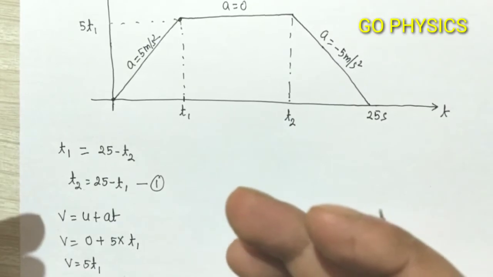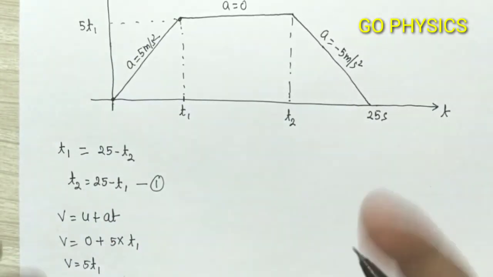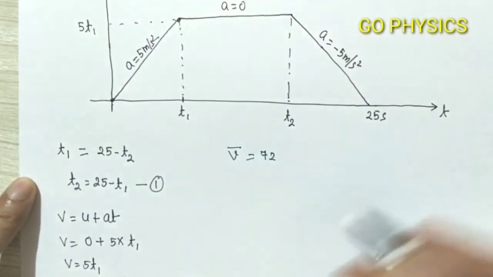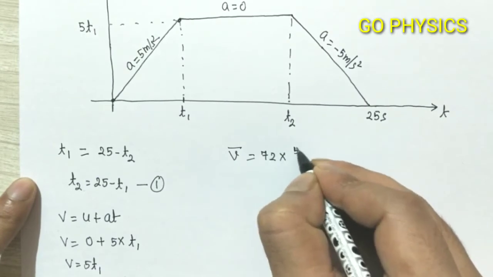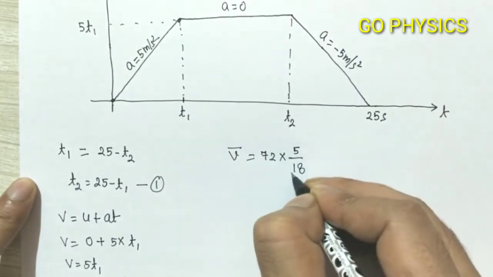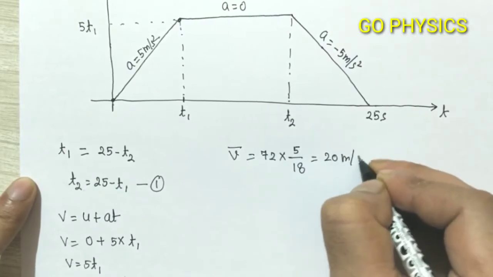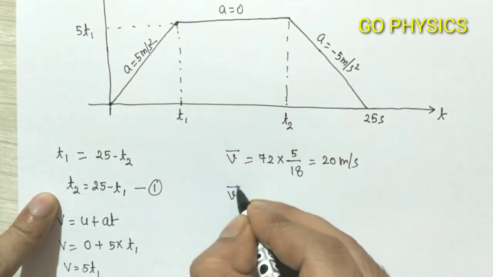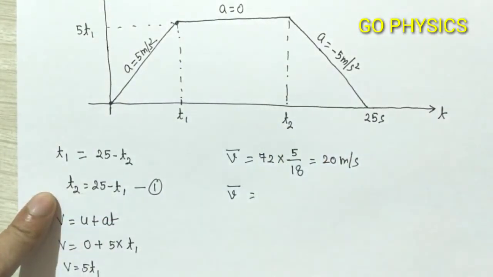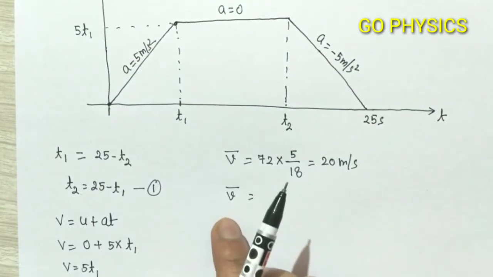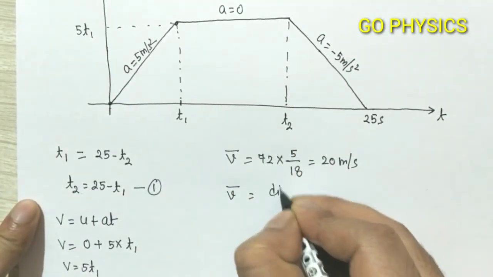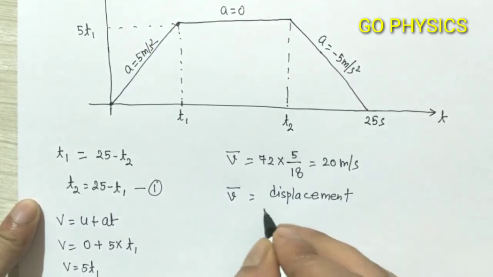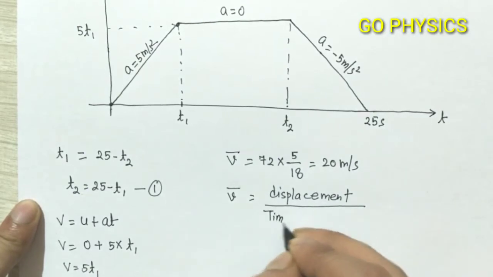As it is given that the average velocity during the time is equal to 72 km per hour, we will convert kilometer per hour into meter per second. So we will multiply it by 5 by 18, and this will be equal to 20 meter per second. And we also know that average velocity is what? From the velocity time graph, how do we calculate average velocity? Average velocity is displacement divided by the total time taken for that displacement.